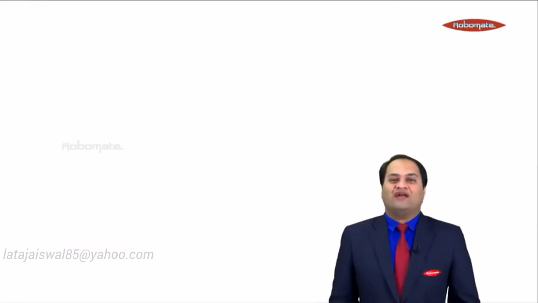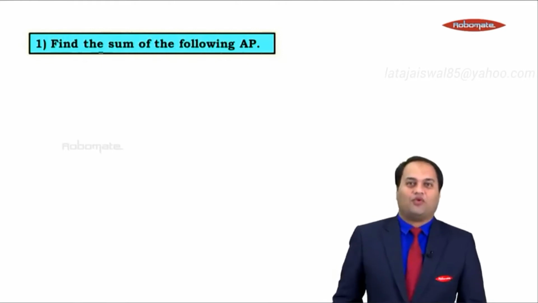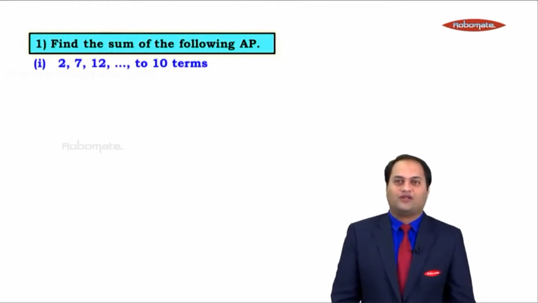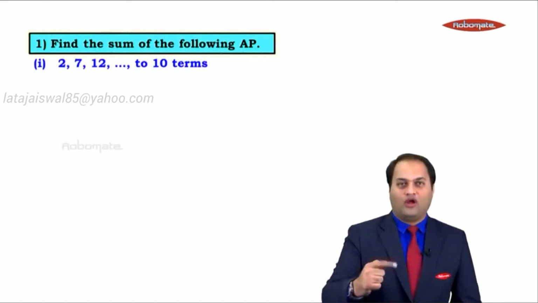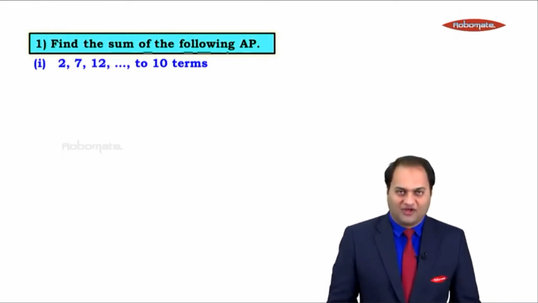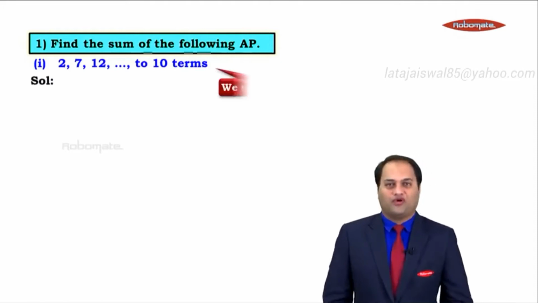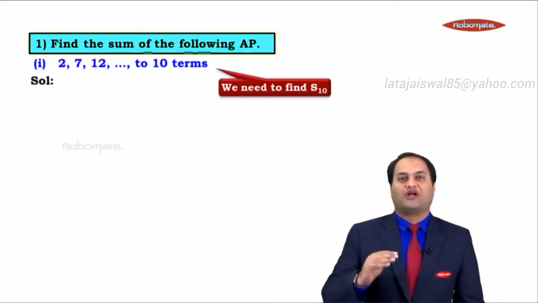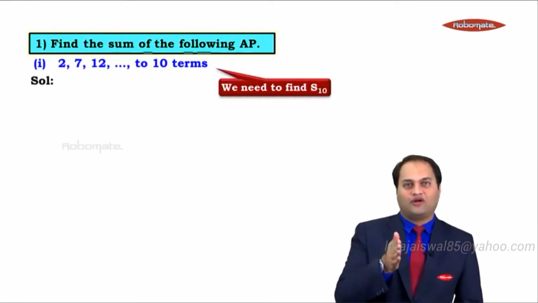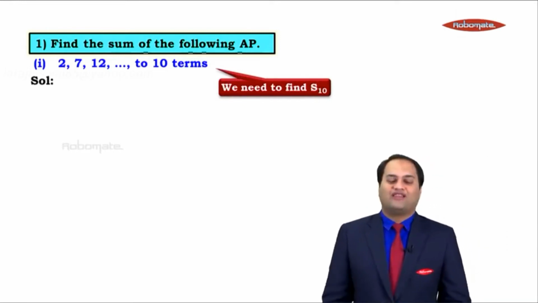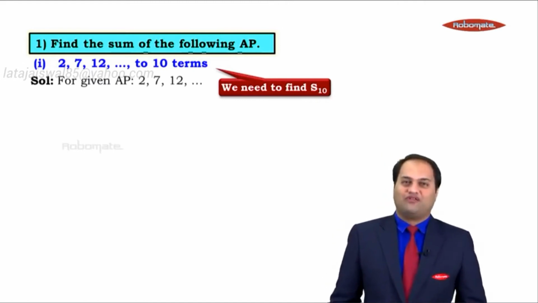Let's start. The next sum is sum number 1. Find the sum of the following AP. The very first sum given is 2, 7, 12 and so on up to 10 terms. So what are we supposed to do? We are supposed to find the sum of first 10 terms, that is, S10, the sum of 10 terms, right? For that, the AP is given to us. The AP is 2, 7, 12.